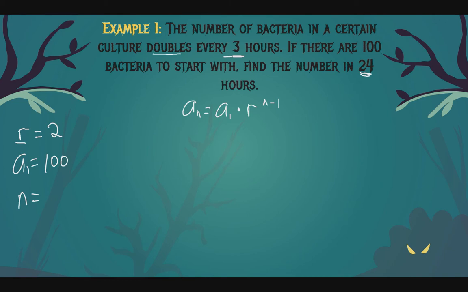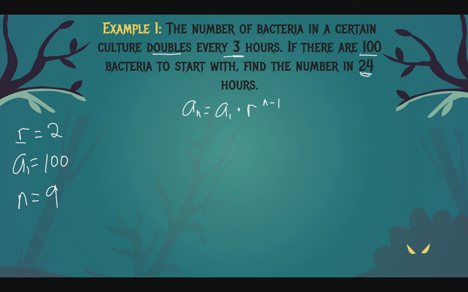Pero hindi 8 ang ating number of terms. Dahil yung unang first term natin is 1. Tapos, after 3 hours, dun lang siya na doble. So, sa 0 hour, 100. Sa 3 hours, 200 and so on. So, magiging 9. Kasi sa simula, 0 hours, 100 po. Then, pagdating ng third hour, dun pa lang na doble. So, basically, sa loob ng 24 hours, meron tayong 9 number of terms.